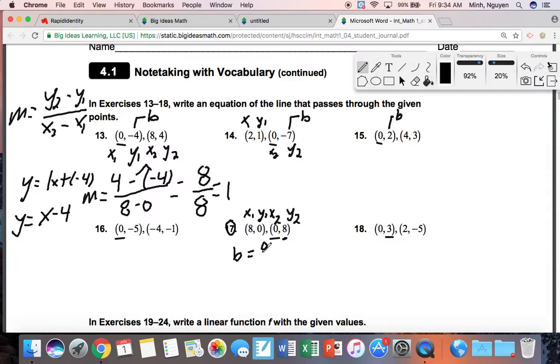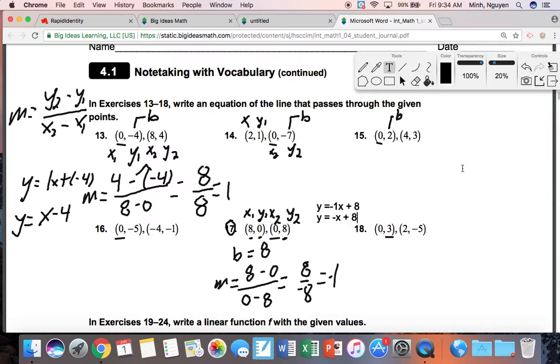Whenever x is 0, that's your y-intercept. Now to find M, I say y2, which is 8, minus y1 over x2 minus x1. So I have 8 over negative 8, which is negative 1. And now I can say y equals negative 1x plus 8, or y equals negative x plus 8. That's the answer for number 17.